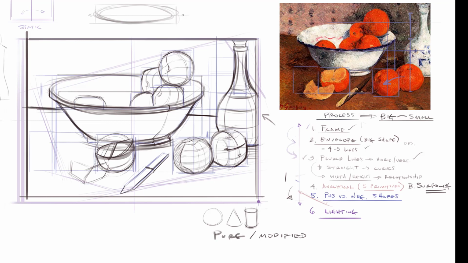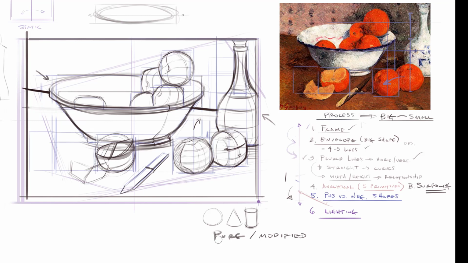So you can see I screwed up, right? Because either this line's off or I put the bowl too high. But I now notice that the angle of the table hits right here. So I can try putting this down more. Maybe that's a little bit better. But it happens, and mistakes happen.